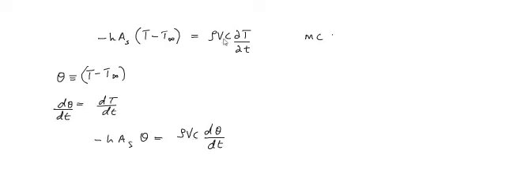Okay, now here we have only changes with respect to time. That is the reason why I have taken the total differential, or ordinary differential equation, rather than the partial differential equation. So this is -hAsθ = ρVc dθ/dt, and from this I can write -dt = ρVc/(hAs) times dθ/θ. Okay, so I can write it like that.